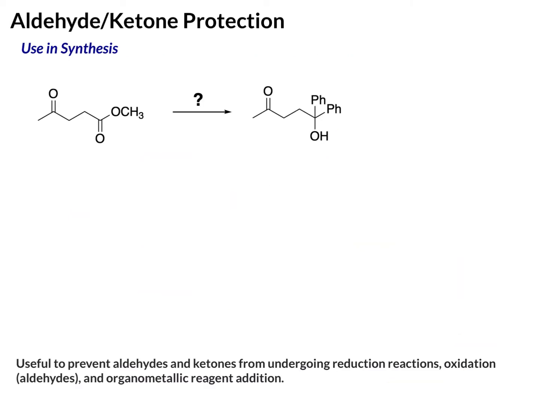Here's an example of how we might use a cyclic acetal as a protecting group in synthesis. So we want to do a particular reaction here where we're adding phenylmagnesium bromide, but selectively the phenyl group is adding to the ester. So we're getting the two phenyls added here, but we don't want to touch the ketone. So what we need to do is protect the ketone so it doesn't react with the Grignard.